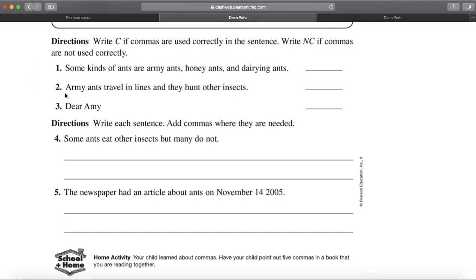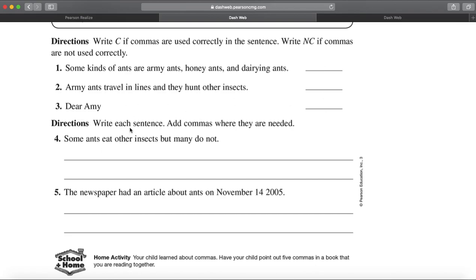Now number 2. Army ants travel in lines and they hunt other insects. Do you think something is wrong here? There's a conjunction here. The conjunction is and. So I should put a comma before the conjunction. So this sentence is not correct. You should write NC. Number 3, Dear Amy. Dear Amy, and we should put a comma. Because this is not correct, I cannot start the friendly letter without putting a comma after the name, okay? So correct, not correct, not correct.